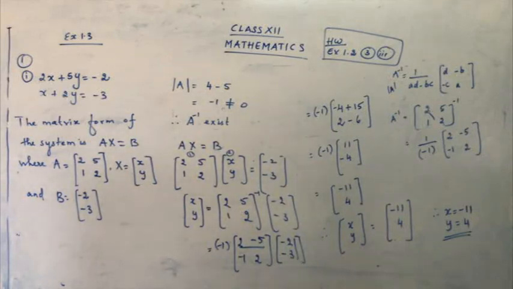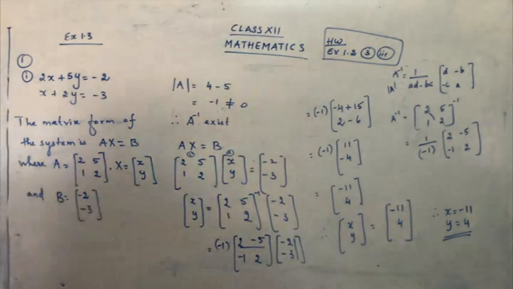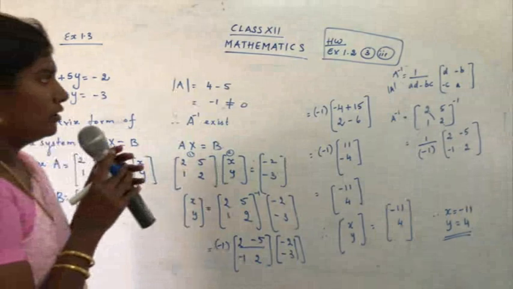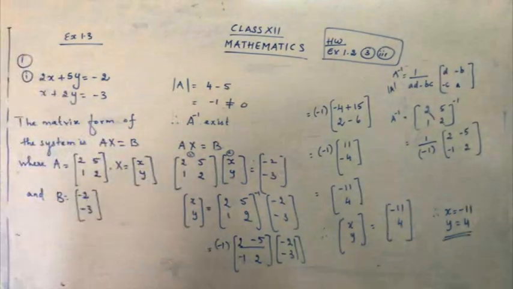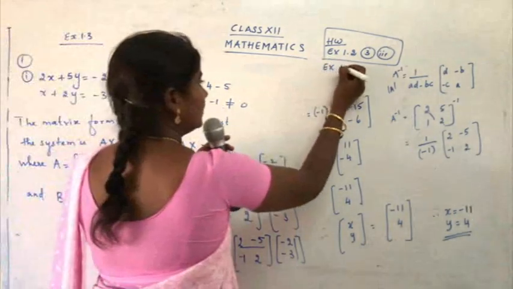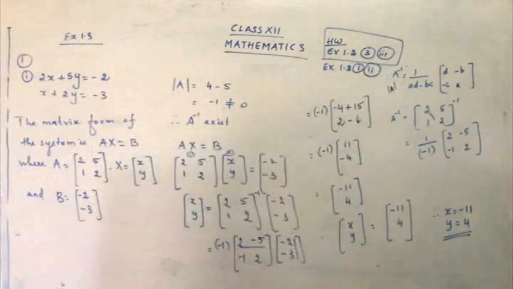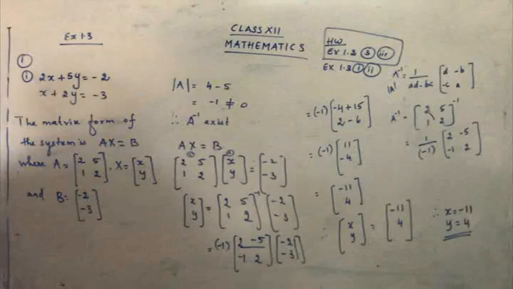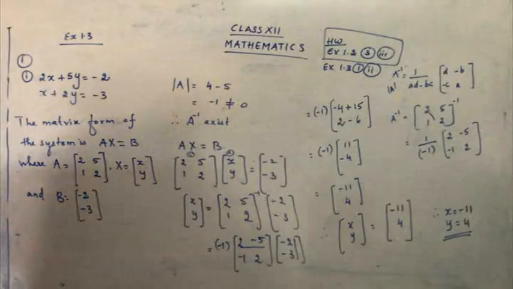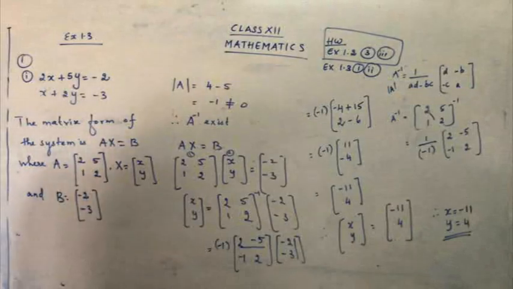Take one sum. Okay, so just include one more detail in your homework. Question number 1, second subpart. Do not do the third and fourth, as they deal with 3 variables. I'll be doing one sum from that so that you can get an idea how to solve for 3 variables. So there are 2 sums for homework: from exercise 1.2, third question, third subpart, and exercise 1.3, first question, second subpart.